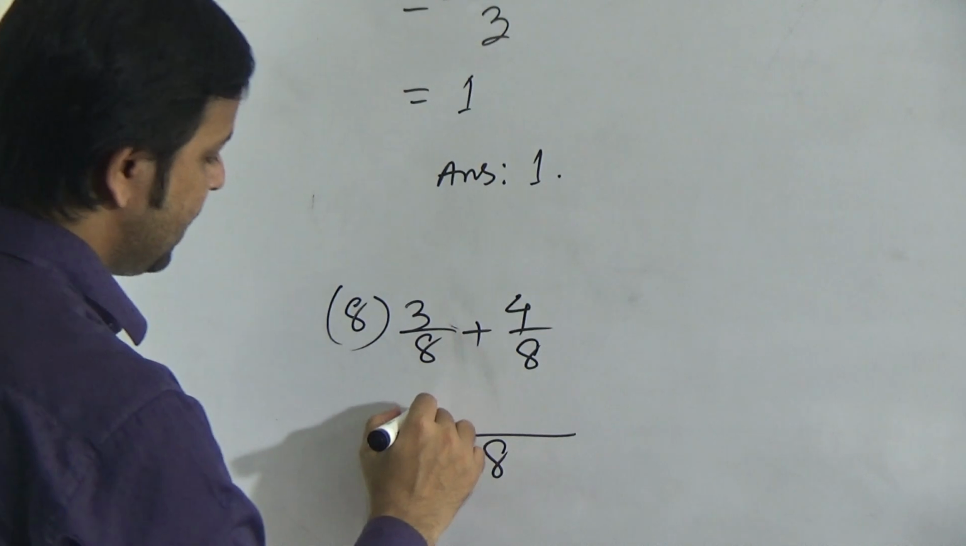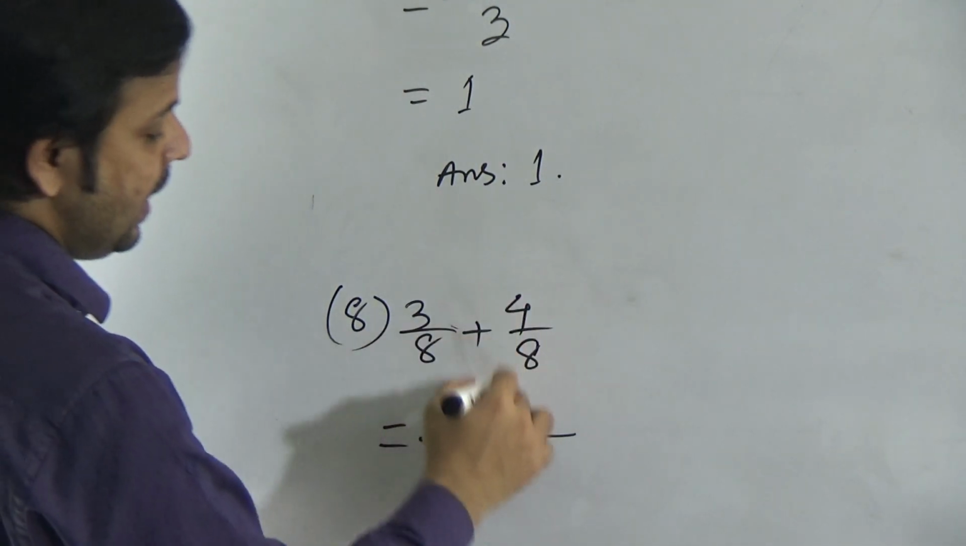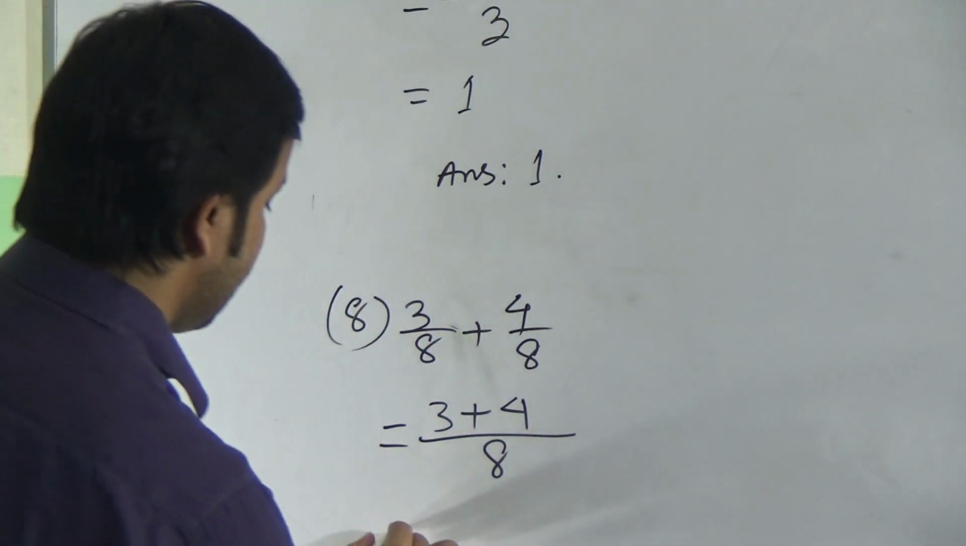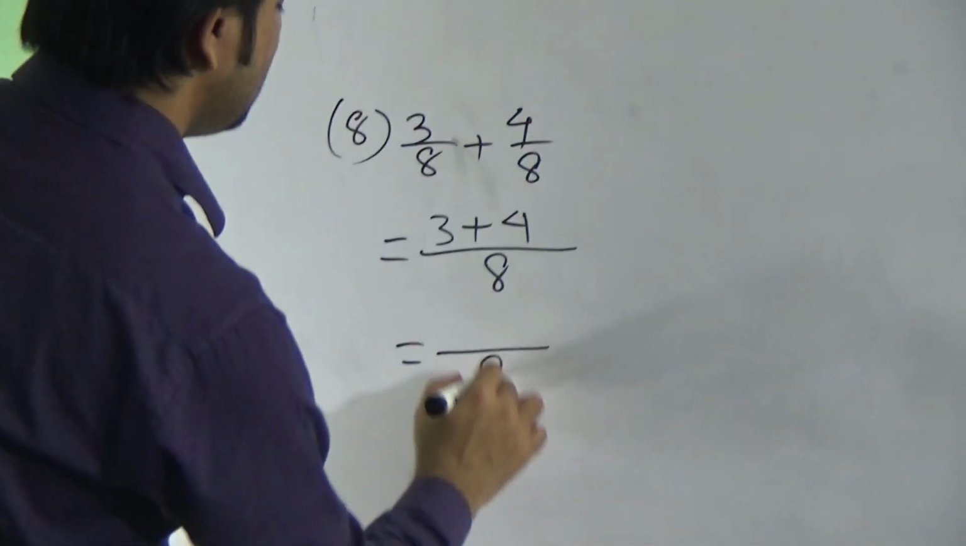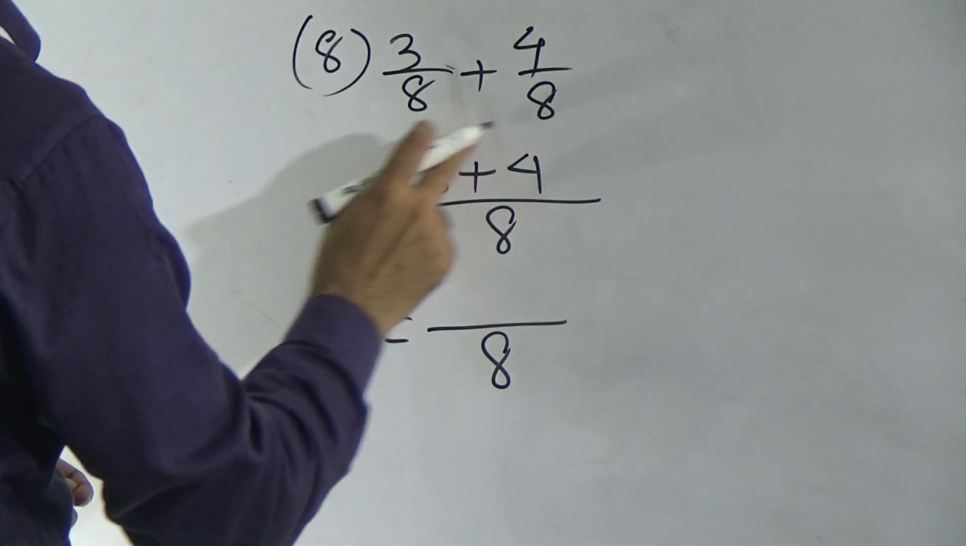So write the numerator of the first fraction. Here is addition, give addition. And then write the numerator of the second fraction. Now add. Denominator remains same.